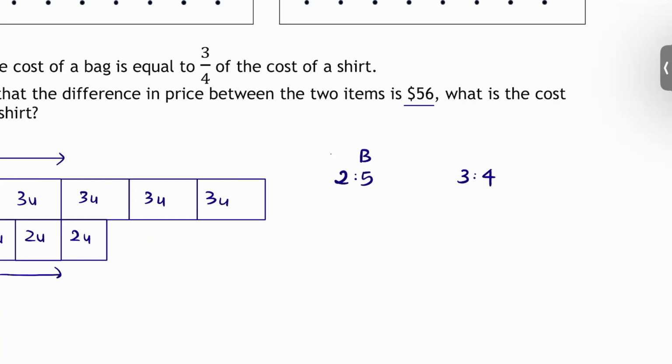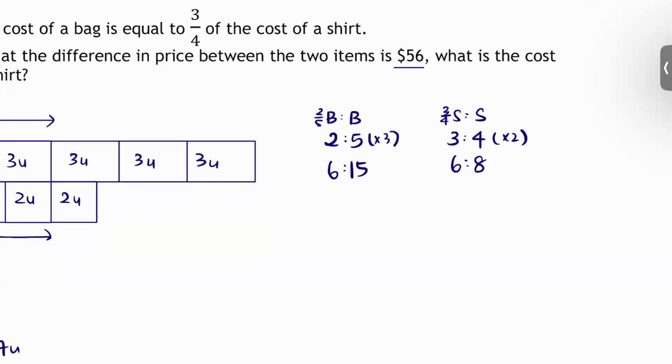So this is the bag, and this is 2/5 of the bag. This is 3/4 of the shirt, and this is the shirt itself. So we are saying that these two numbers are equal. That means it's like a repeated identity. We need to make these two numbers the same. So we're going to change them to 6. So this will be 6, 15. And to change the 6, we must multiply the ratio by 2. So 6 to 8. Then, when we make it equal, now we can compare the 15 and 8 units.